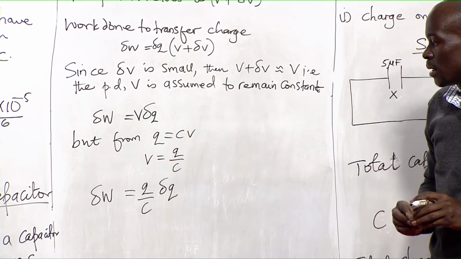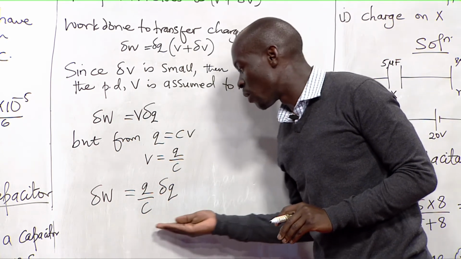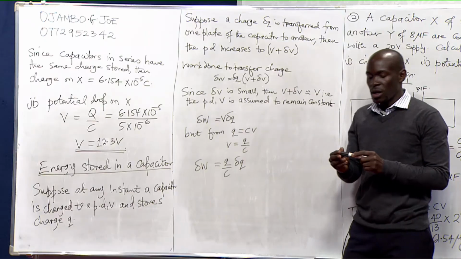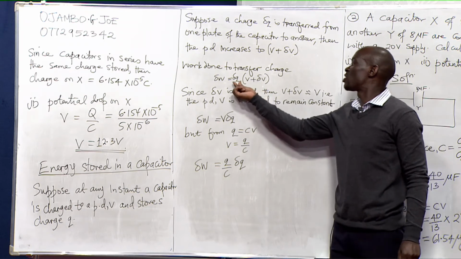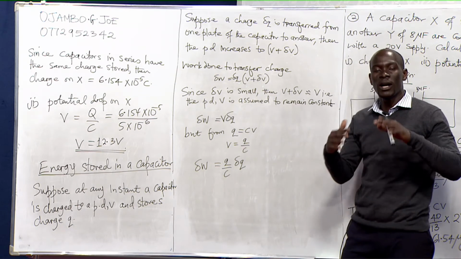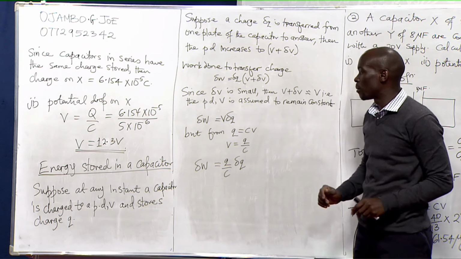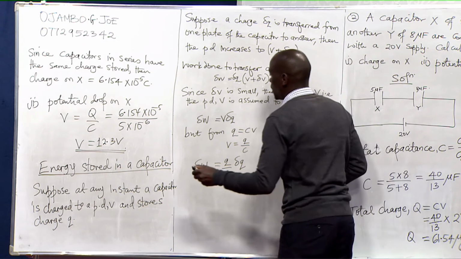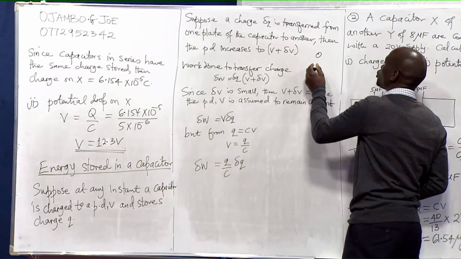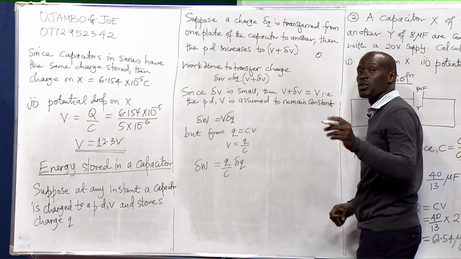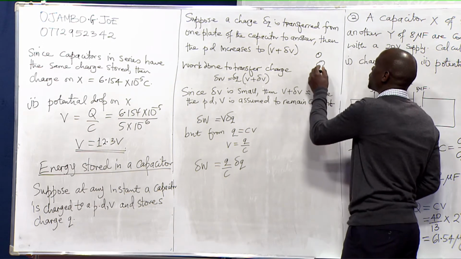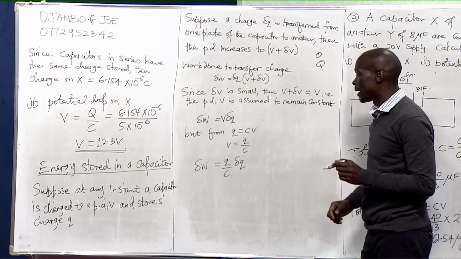Am I right? Now this is the small work done. Now you imagine, instead of only transferring this small charge, you are doing work totally. Okay? You're charging it from a charge maybe 0 to a charge fully, that is if you have to charge it fully, to a charge Q. You will then have total work done.